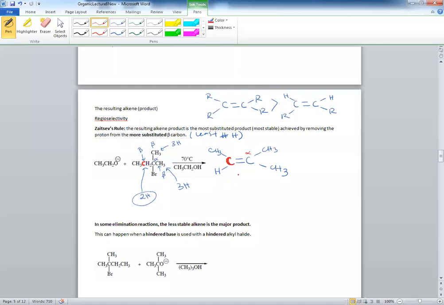This makes about 69%, which is the more stable alkene. That doesn't mean that the other one doesn't take place, but we will mainly focus on the one that's more stable. Of course, you would also get 31% of this one.